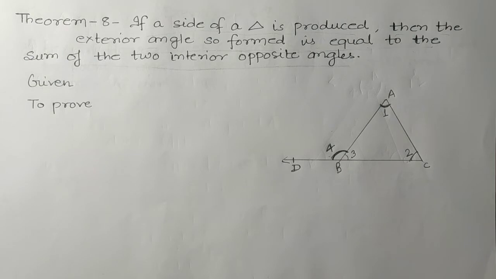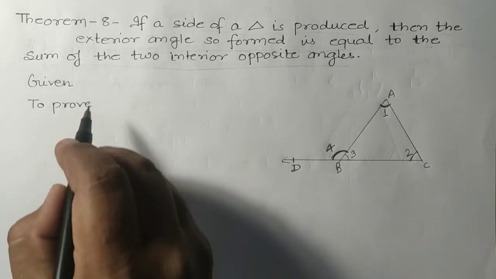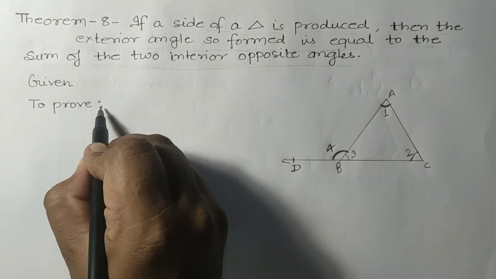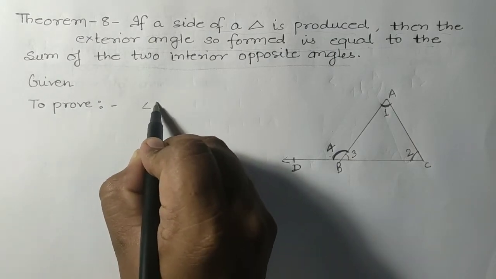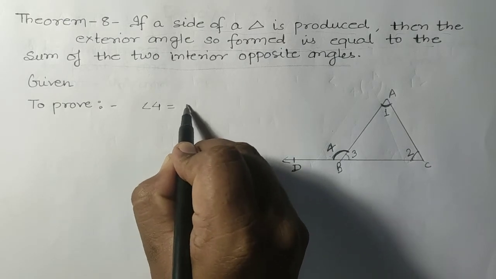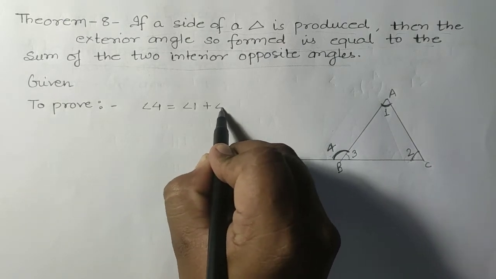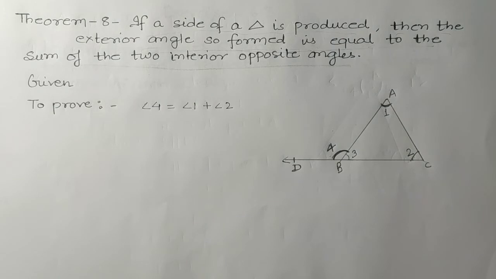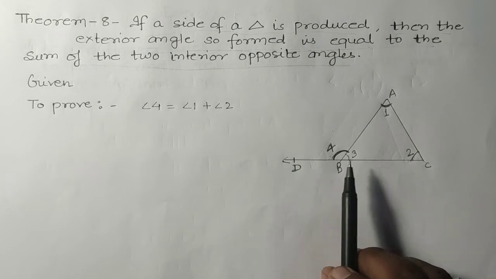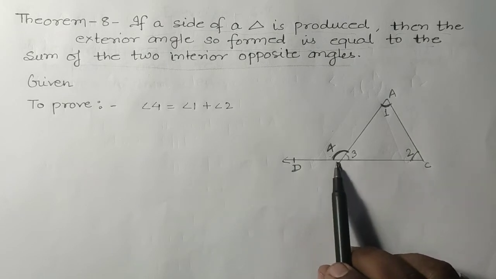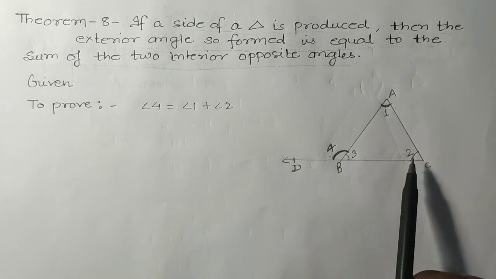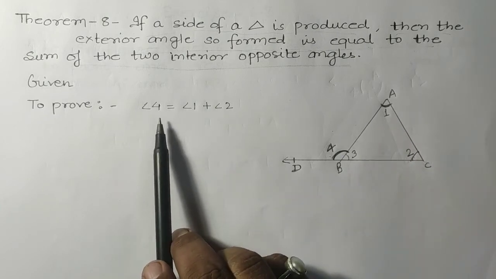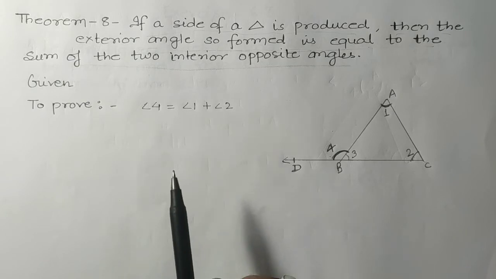Okay, so basically we have to prove here. Firstly I'm going to write what is to prove. We have to prove here that angle 4 is equal to angle 1 plus angle 2. This is the statement of the theorem. Okay, the exterior angle of a triangle, when a side is produced, will be equal to the sum of two opposite angles. So we have to prove that angle 4 is equal to angle 1 plus angle 2.